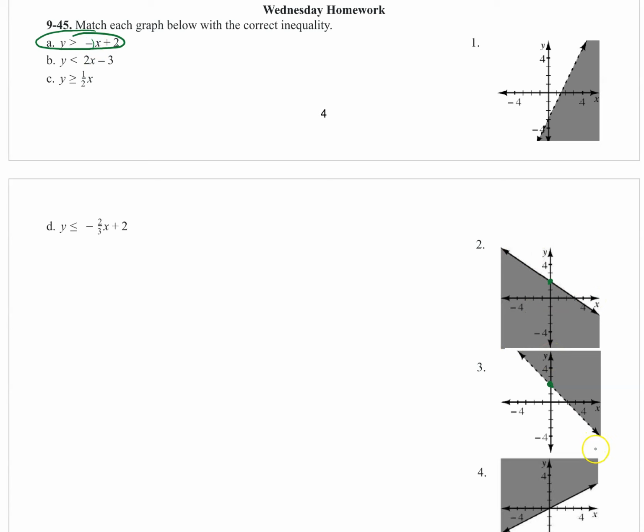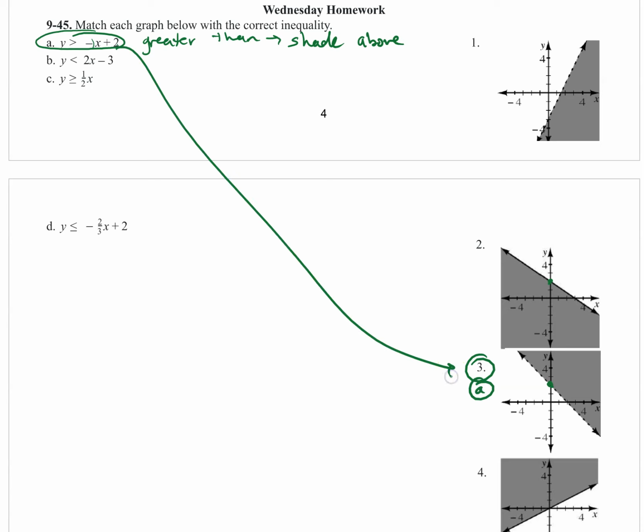Both these slopes are negative. However, this is greater than, and greater than means shade above. So you're going to shade above, which means the only solution is 3. And that goes for A. You can draw an arrow if you like.